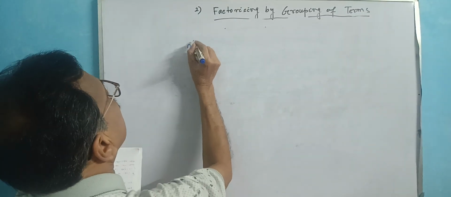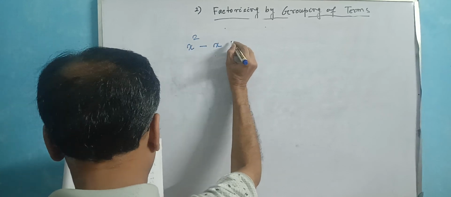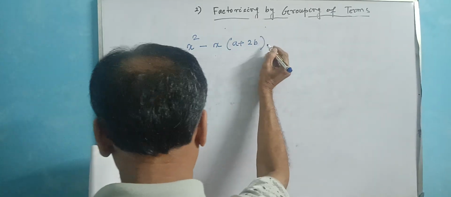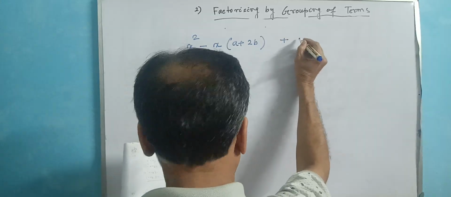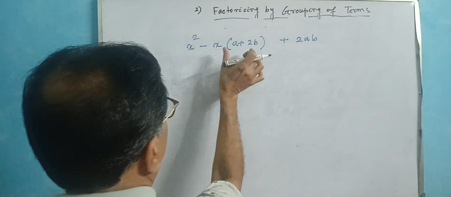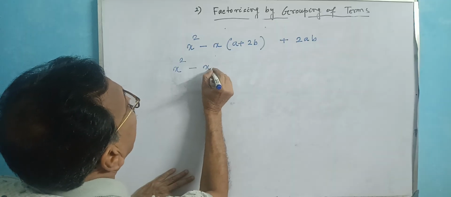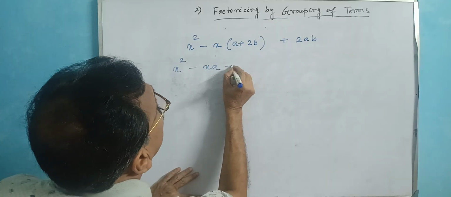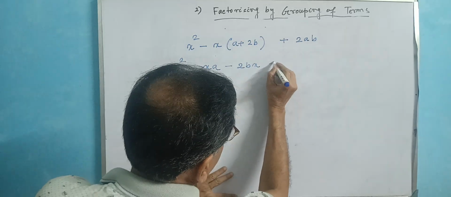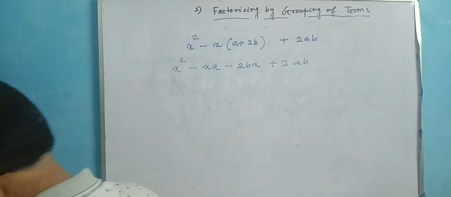So this is x square minus xa plus 2b x minus 2ab. Now first you break it. First you break it. This is x square. This is xa. This is minus 2bx. And here is plus 2ab. Okay. So no problem at all.